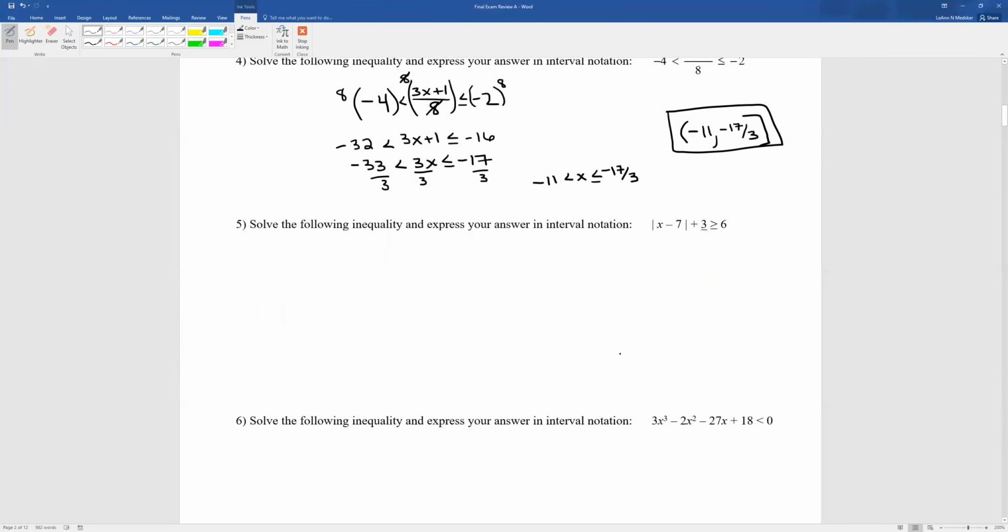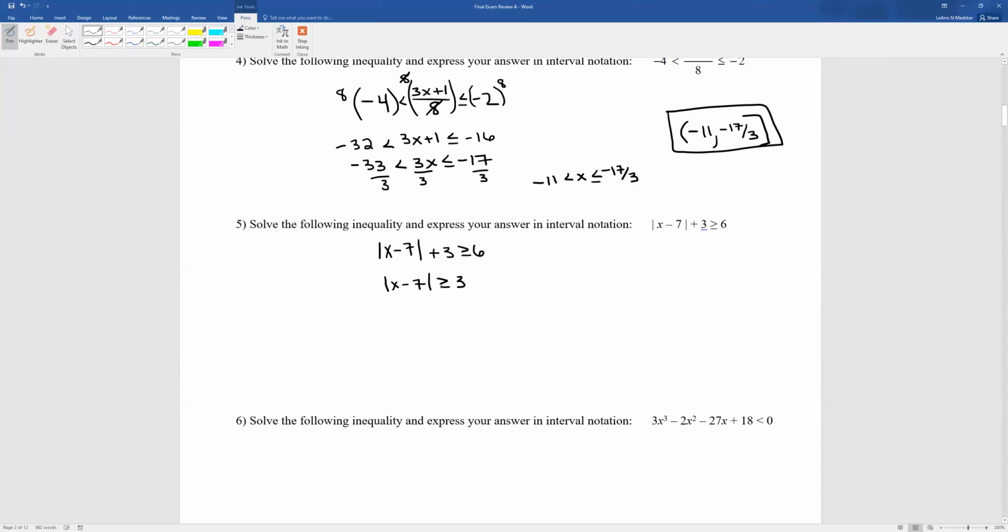Okay, so for number 5, we have solve the following inequality and express your answer in interval notation. This is an absolute value inequality. And to solve these, you always need to isolate the absolute value portion first. So I have the absolute value of x minus 7 plus 3 greater than or equal to 6. That plus 3 is not in the absolute value, so we're going to move it to the other side by subtracting it. So I have absolute value of x minus 7 greater than or equal to positive 3, because it's 6 minus 3.